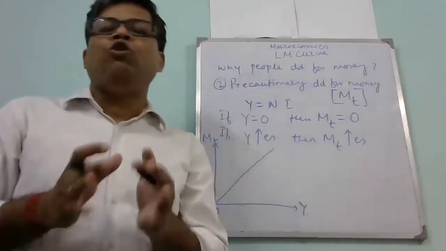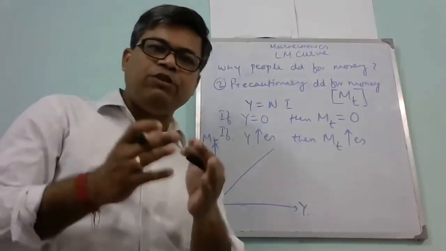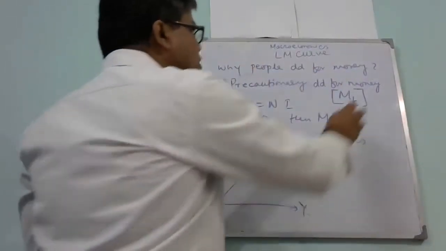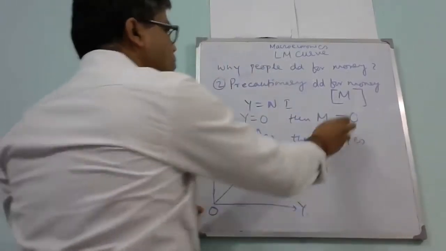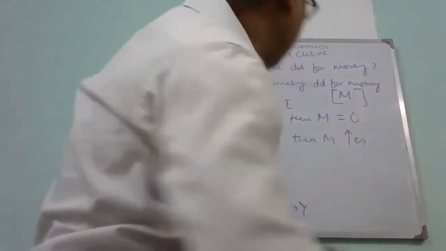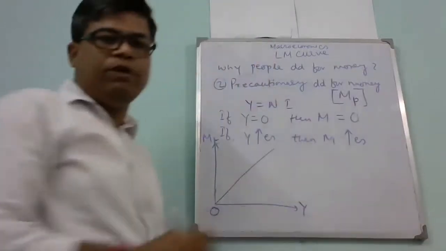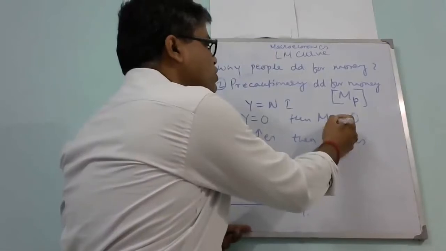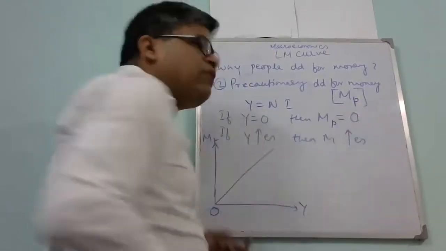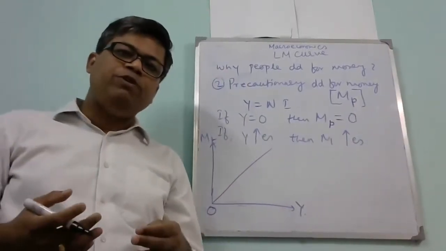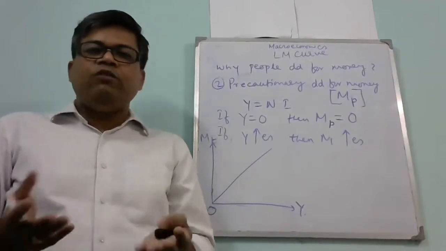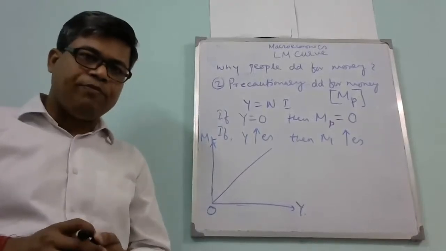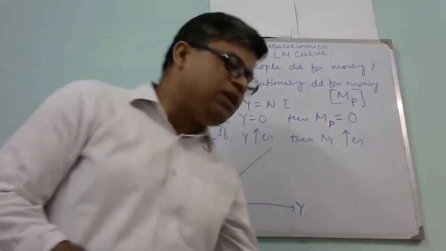People do hold idle cash. Now the precautionary demand for money we can indicate by, say, MP, where P stands for precaution. If y is 0, then the precautionary demand for money will also be 0. Thinking once again from the micro point of view, if someone's income is 0, there will be no question of holding idle cash for precautionary purposes. So if y is 0, then MP will be 0.